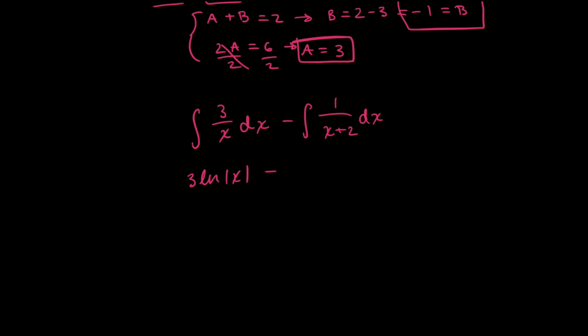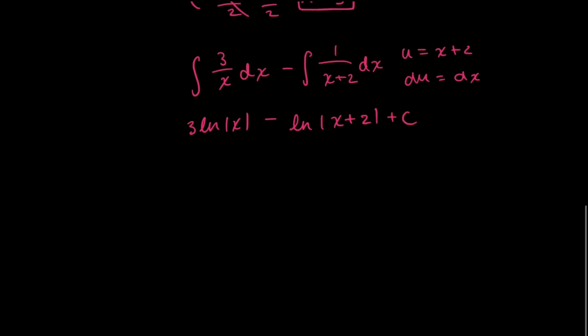And then that second integral is a simple u substitution where you can set u equal to x plus 2, so du is equal to dx. Very simple again, you end up with a log of x plus 2 plus an arbitrary constant c.